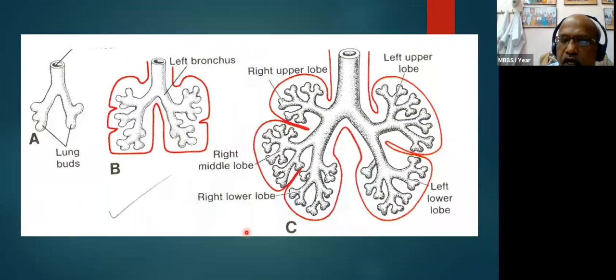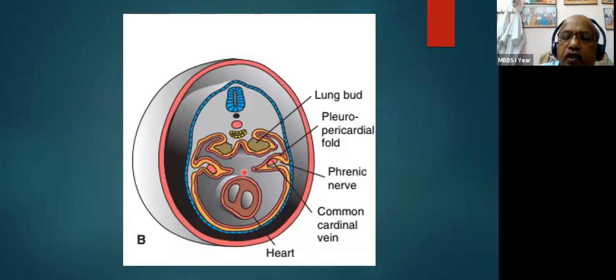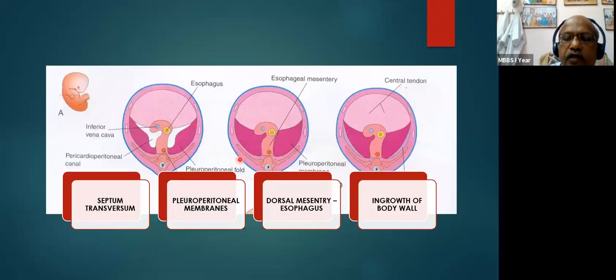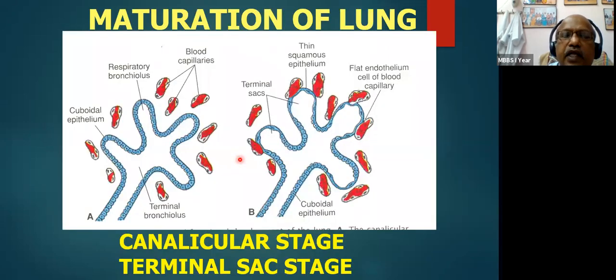During the development of lung and heart, the pericardial cavity is getting separated from the pleural cavity. During the development of your diaphragm, your pleural cavity is getting separated from the peritoneal cavity. So that already we studied.